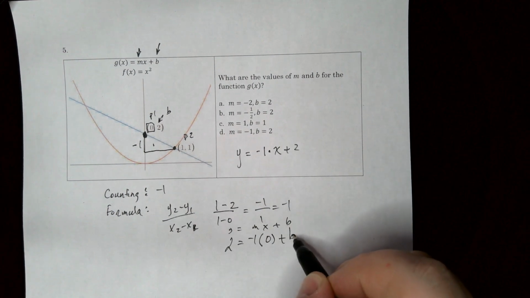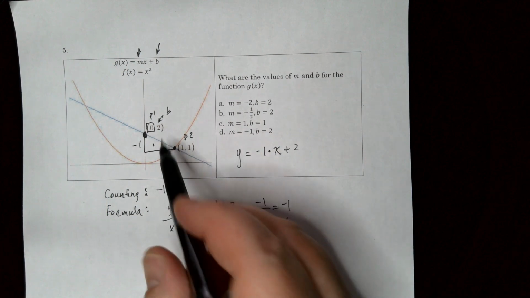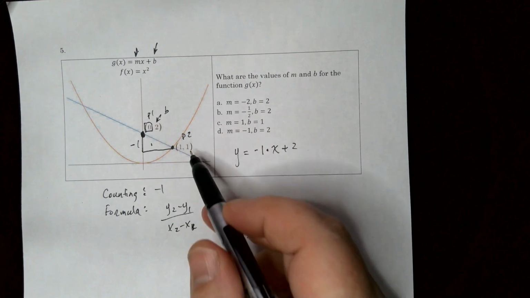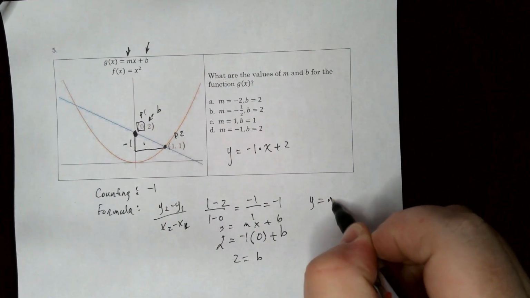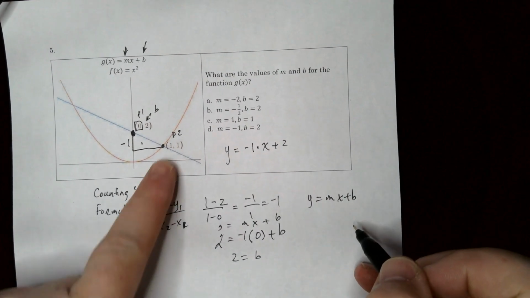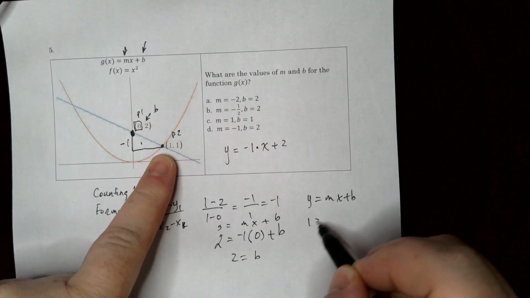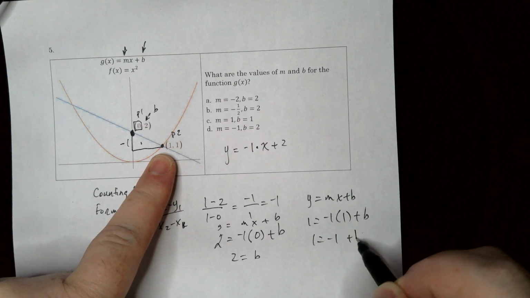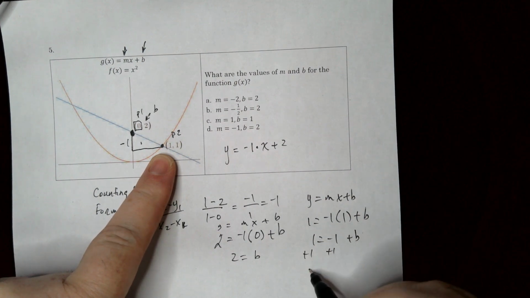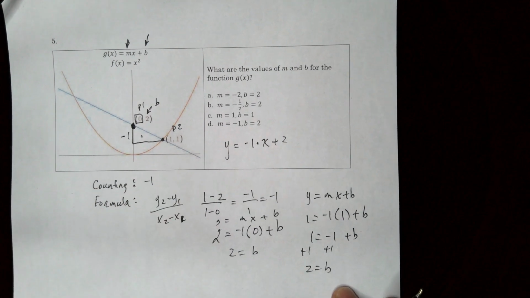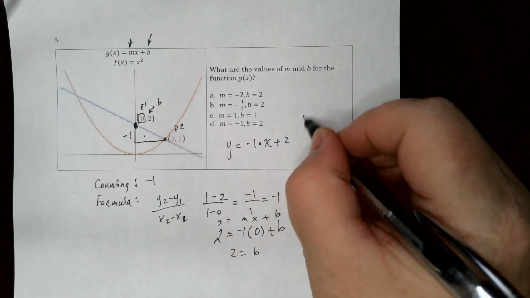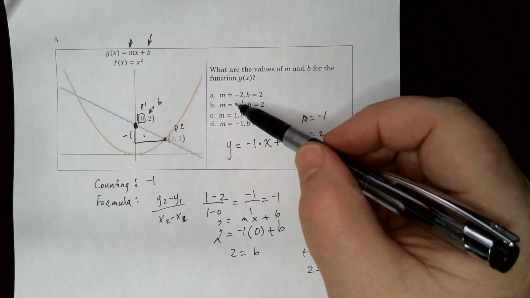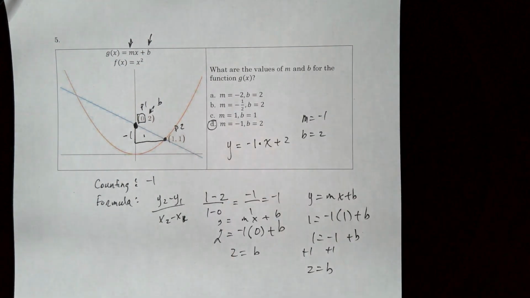Right? So say I didn't recognize b was 2. I do have this point right there. Plug it in, do the math. 2 equals b. Works same if you do the other one, right? So y equals mx plus b. Plug this in. 1 equals negative 1 times 1 plus b. Solve that. You add 1 to both sides. You get 2. 2 equals b. So m equals negative 1. b equals 2. It's D. There you go.